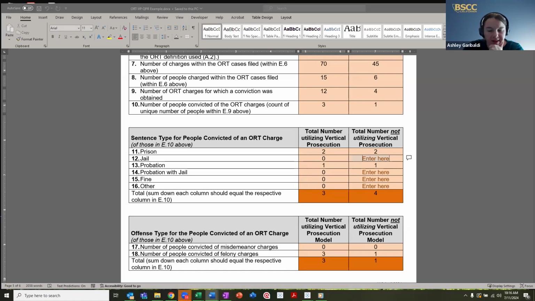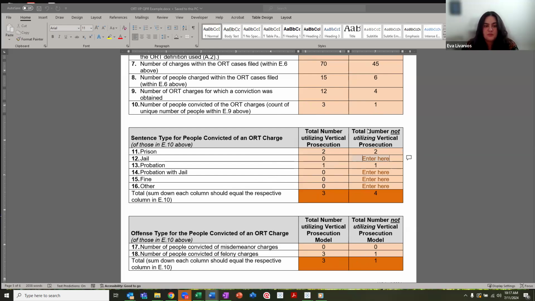So Renee is saying empty cells. Yes, so if you look at the second table, sentencing for people convicted of an ORT charge, the values for rows 12, 14, 15, and 16 have blanks. The totals also do not match across the three tables. So here are the totals for this table and this table. They don't match, as well as E10 above.